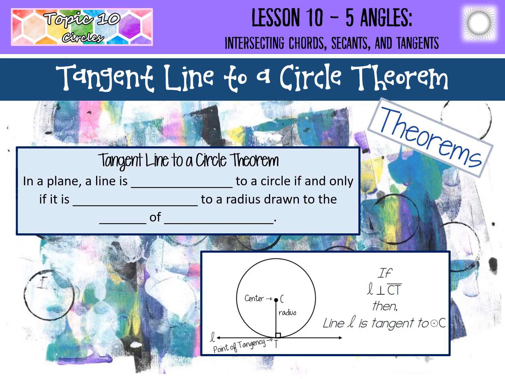Tangent line to a circle theorem. In a plane, a line is tangent to a circle, we have a diagram down there, if and only if, a two-way implication, it is perpendicular to a radius drawn to the point of tangency. Yes, right angles. Gotta love it.